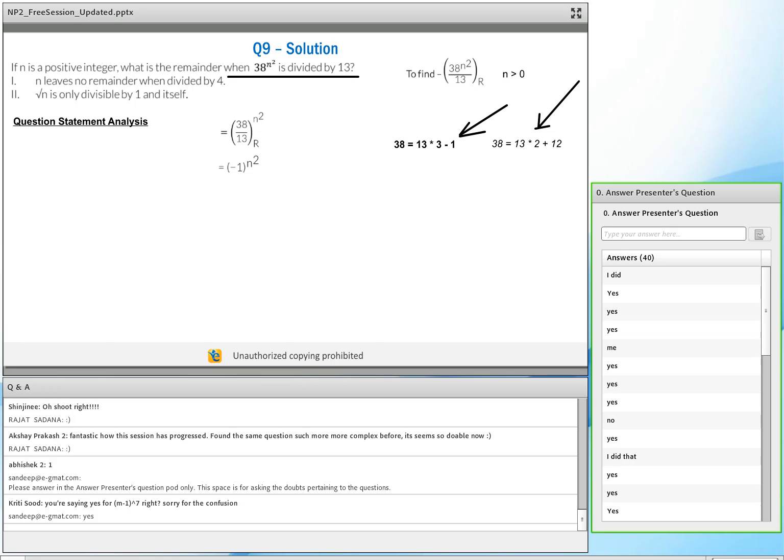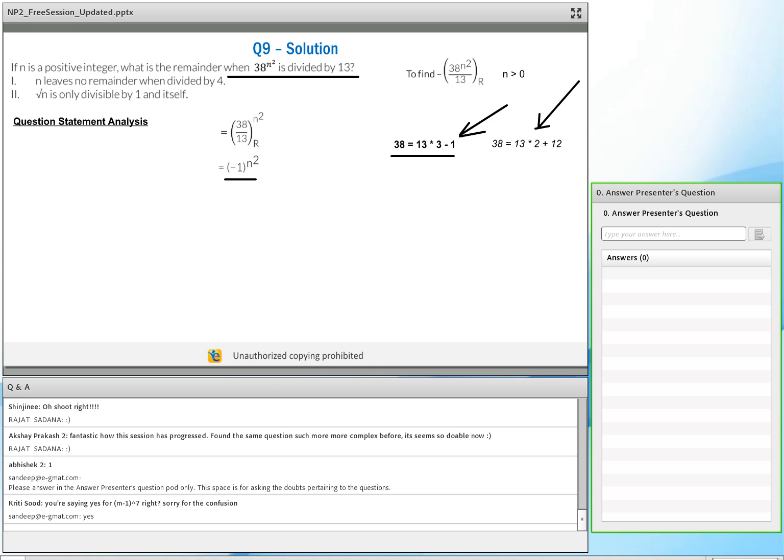So essentially, when you do this, what is your remainder? It's minus 1 to the power n square. How many of you were able to get to this point? When you express 38 as 13 times 3 minus 1, your remainder is minus 1 to the power n square. The concept of negative remainders.